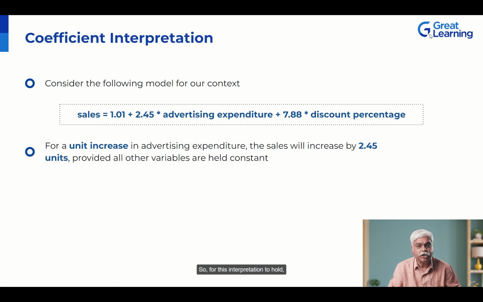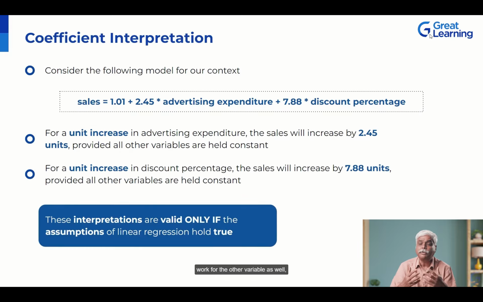So for this interpretation to hold, discount percentage is not going to change. It has to be held constant. So what this means is that if I have a unit increase in advertising expenditure and my discount percentage stays the same, then my sales is expected to go up by 2.45. And the same kind of principle could work for the other variable as well, which is 7.88. So if there's a unit increase in my discount percentage, then my sales will go up by 7.88, provided there is no change in advertising expenditure.